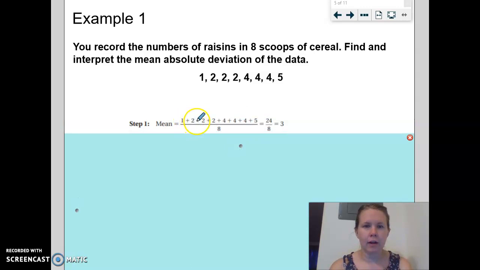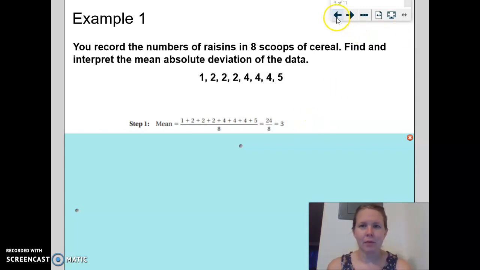So we add these all up. You divide it by 8. So it looks to be when you add up all the data values, you get 24. You divide it by 8. So then your mean is 3. Just like what I did before. Apparently we got the same mean, 3.